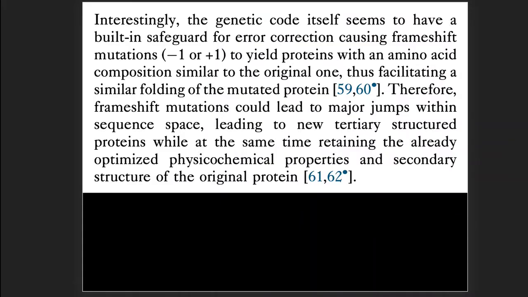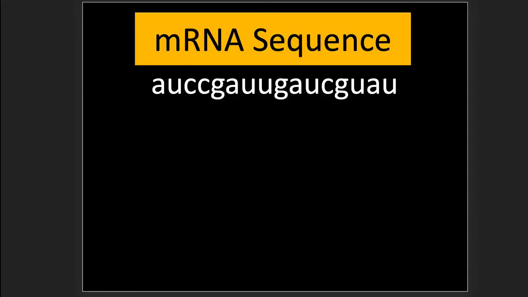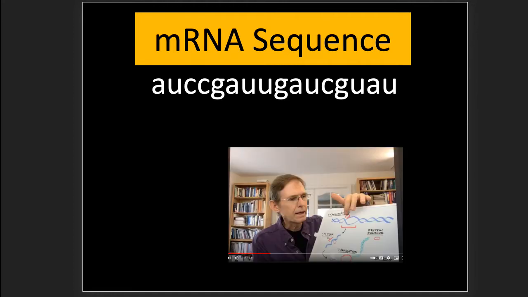Here's the passage that talks about the genetic code and how it has this kind of built-in safeguard for error correction. So let's have a look at this. First, for some quick review, here is just a sequence of nucleotides that I made up. This would be an mRNA sequence, for messenger RNA. That's when a copy is made of the DNA, and that copy is called messenger RNA. It's going to be edited and then sent to the ribosome to be translated.